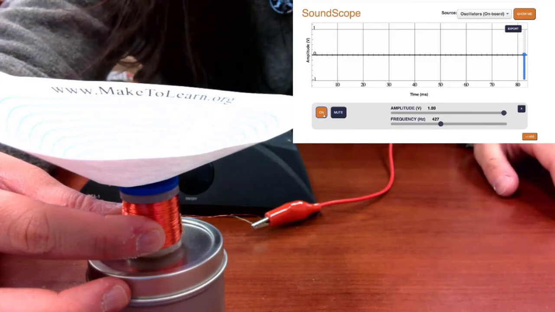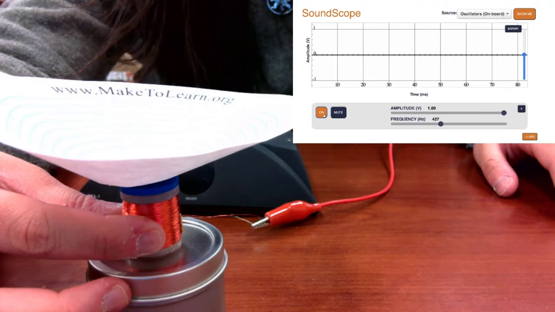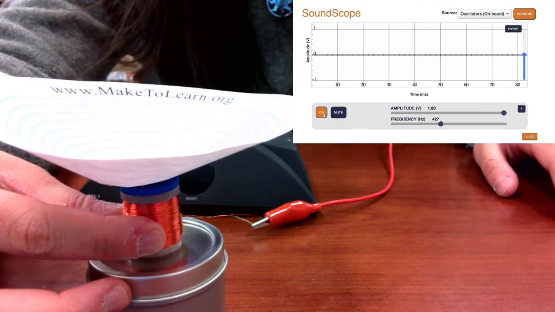Now let's place a paper cone on one end of the permanent magnet. The cone moves a greater volume of air, resulting in a louder sound. Loudspeakers use the same principle to reproduce sound.